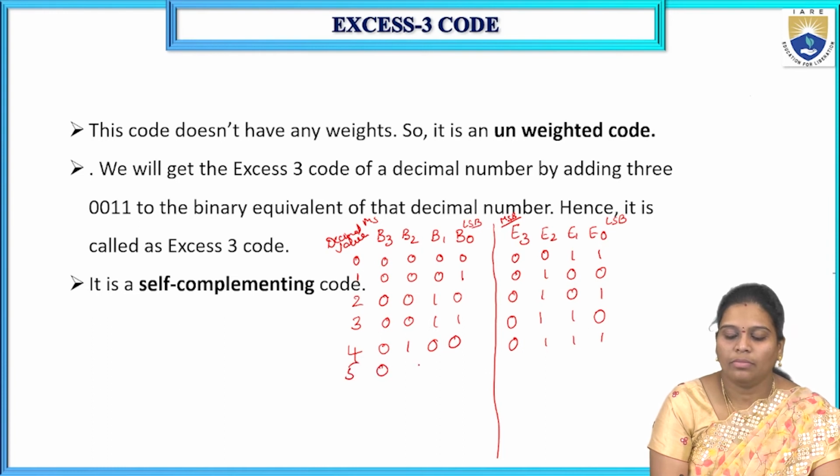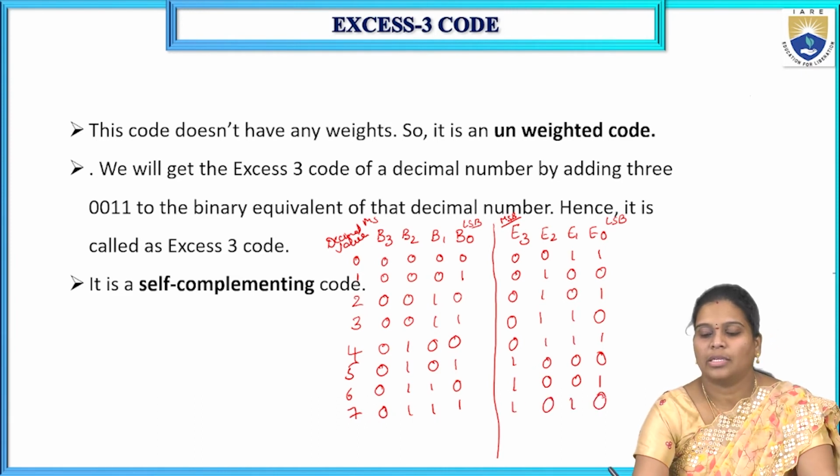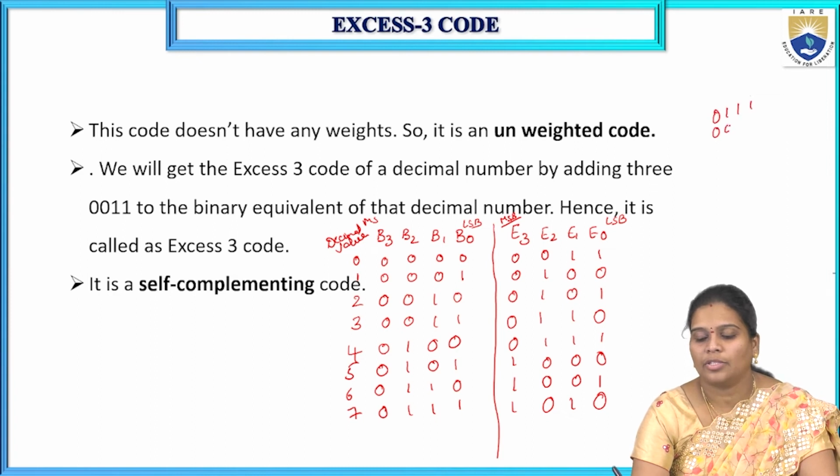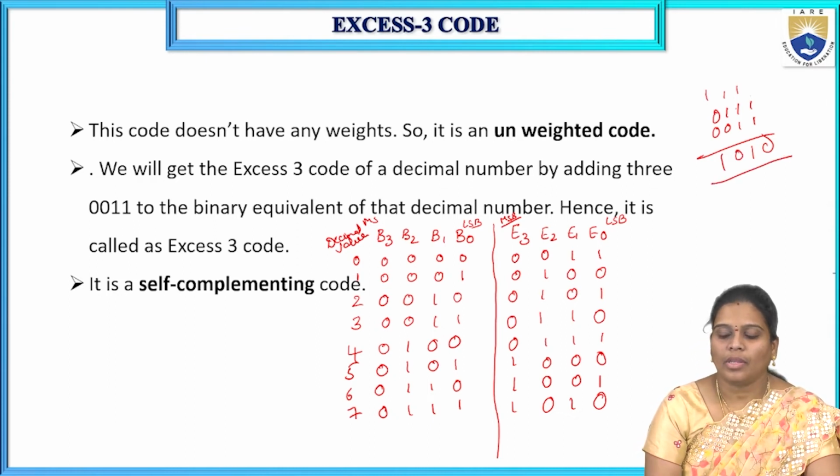Next, 5: 0, 1, 0, 1. 5 plus 3 is 8. 6: 0, 1, 1, 0. 6 plus 3 is 9. Similarly 7: 0, 1, 1, 1. 7 plus 3 is 10, 1, 0, 1, 0. Like this: 0, 1, 1, 1 adding 0, 0, 1, 1. 1 plus 1 is 0 with a carry, 1 plus 1 plus the carry, and so on. So for 7, we get 1, 0, 1, 0.